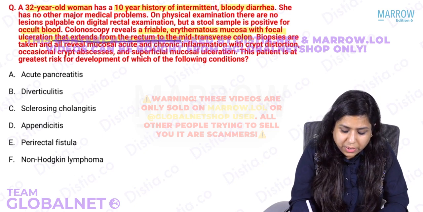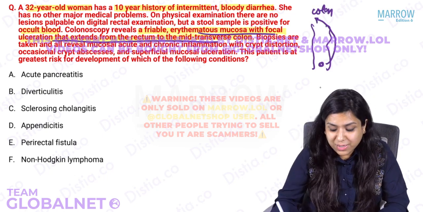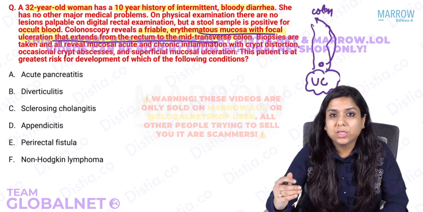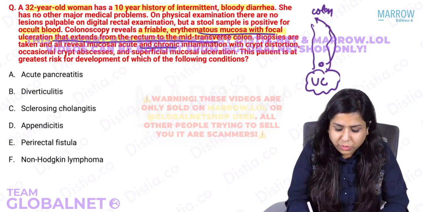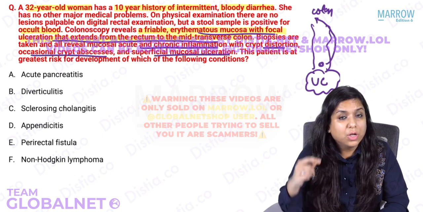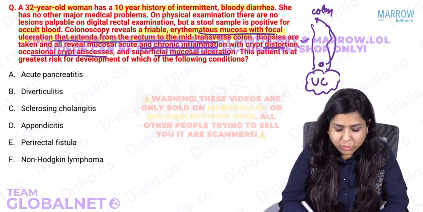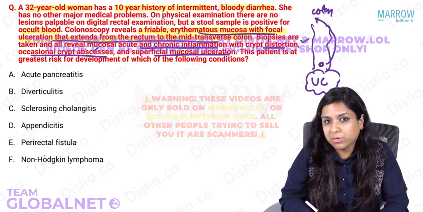Now, this line is very important. There is a lesion which extends from the rectum to the mid-transverse colon. What do you start thinking in terms of? I start thinking in terms of ulcerative colitis because there is a continuous lesion starting from the rectum to the colon. Biopsies are taken and all reveal mucosal acute and chronic inflammation with crypt distortion, crypt abscess, and superficial ulceration. Superficial ulceration, that means it is a limited disease, right? And there is crypt distortion and crypt abscess. Do you 100% make a diagnosis that this patient has got Crohn's disease?